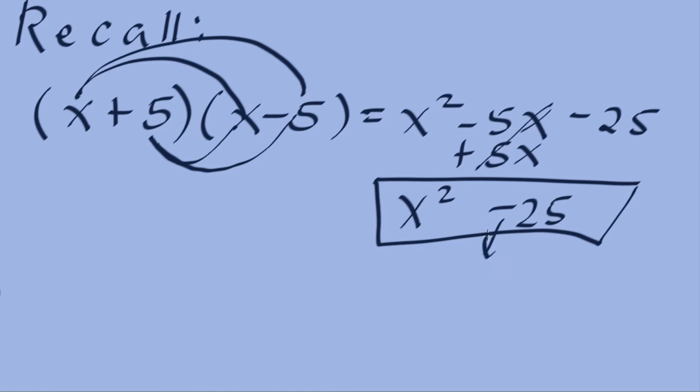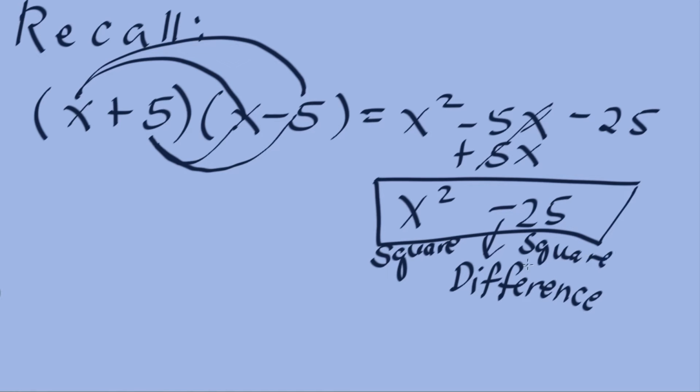Now you can see that the product is a difference. Difference uses minus. Difference of two perfect squares. So x squared is obviously a perfect square. 25 is also another perfect square. So it's a difference of squares. We call it difference of squares. Now, we get a difference of square product when you multiply this type of binomials.